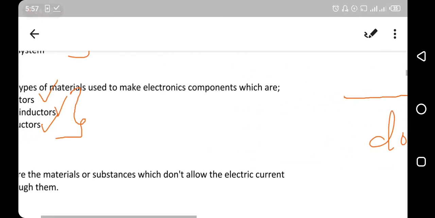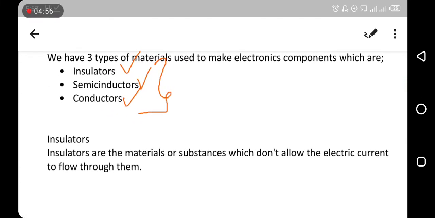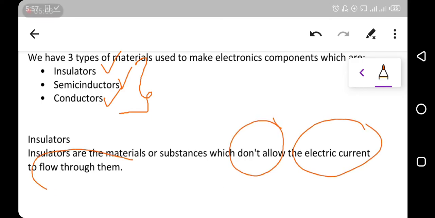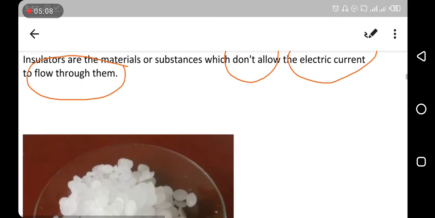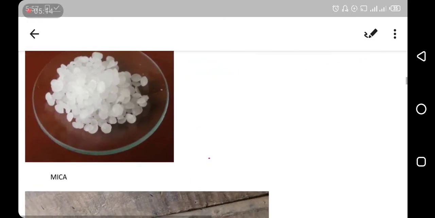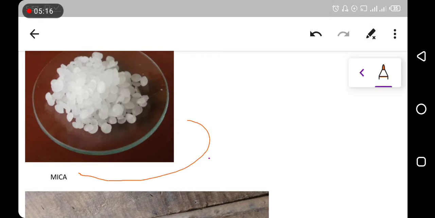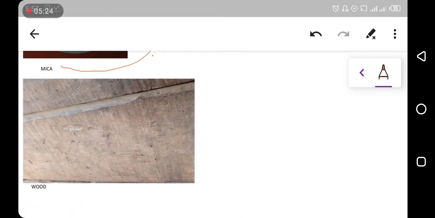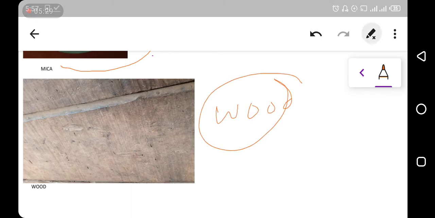By formal definition, we may say that insulators are those materials or substances which do not allow electric current to flow through them. The examples of insulators: we may have mica. See the image. We have the wood. Insulators do not allow the passage of electricity.